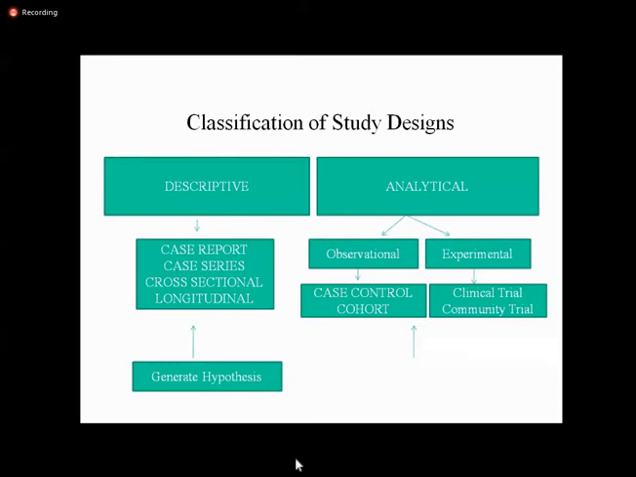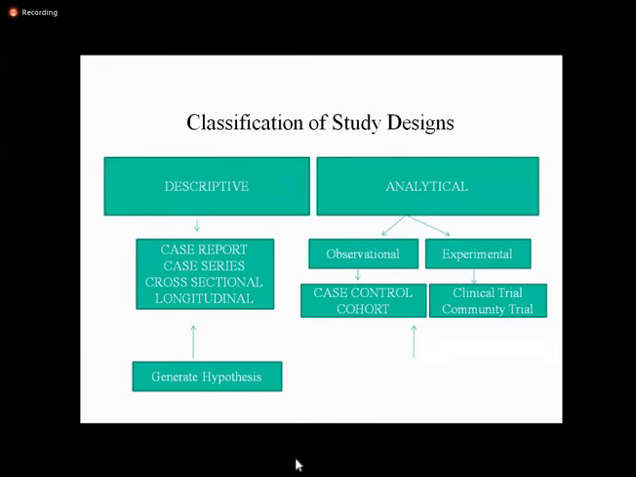Suppose you encounter some disease which is very rare or very new in the community, like in today's scenario, COVID-19. This is almost a new health problem worldwide. First, you don't know the exact etiology, the risk factors, or the prognosis. You have no idea. So for this type of research, you first go for the descriptive types.